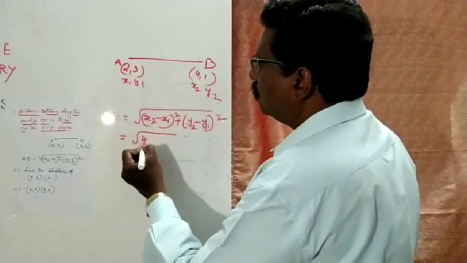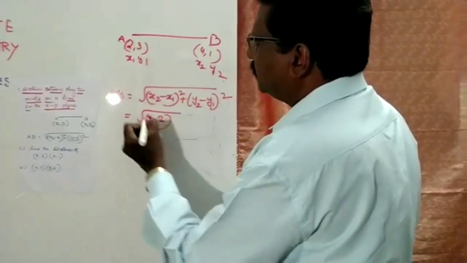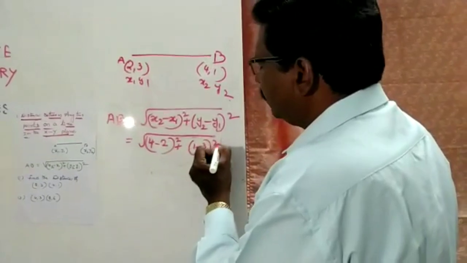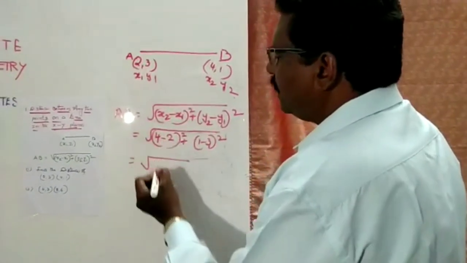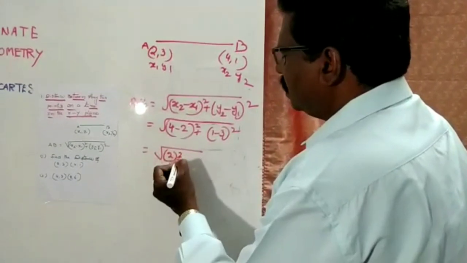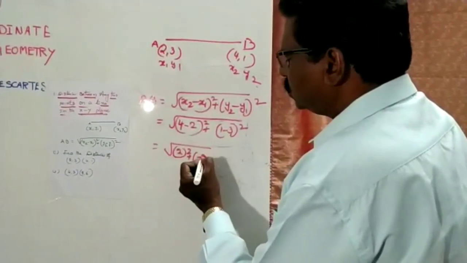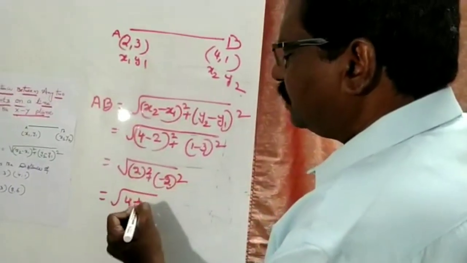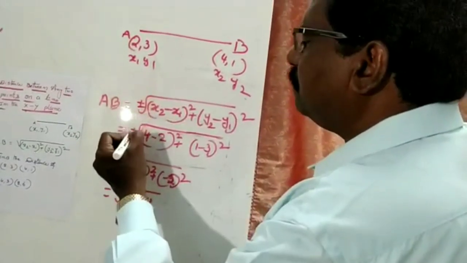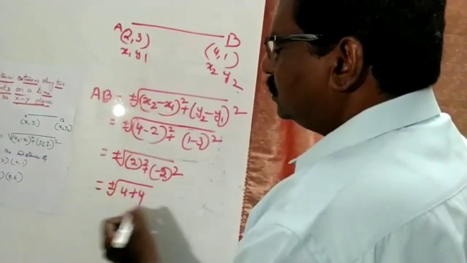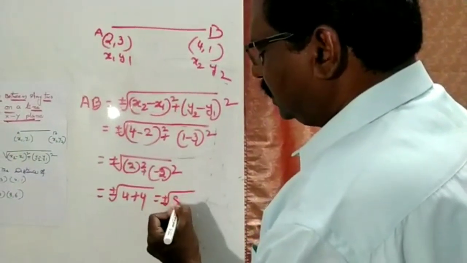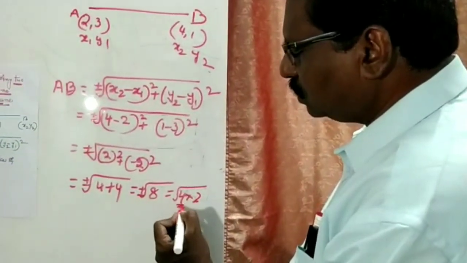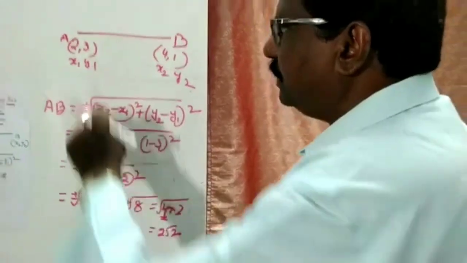x2 means 4, x1 means 2: 4 minus 2 whole square plus 1 minus 3 whole square. Again, 4 minus 2 means 2 whole square, plus 1 minus 3 means minus 2 whole square. That is equal to 2 square means 4, minus 2 whole square means also 4. Before it you must write plus or minus, don't forget it. So that is equal to plus or minus root 8. Root 8 you have to write as 4 into 2. What is the root of 4? 2. So 2 root 2. This is the distance between A and B.